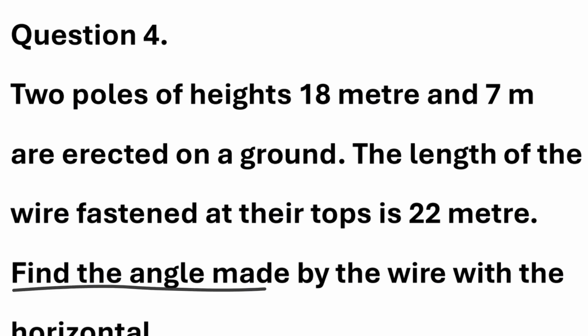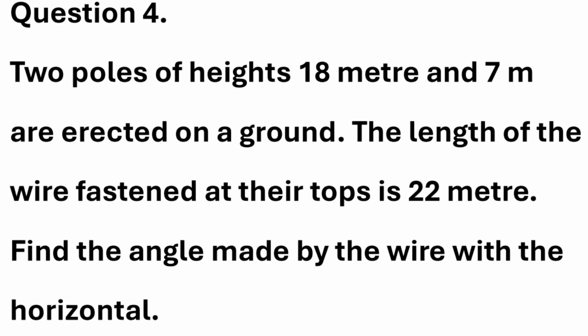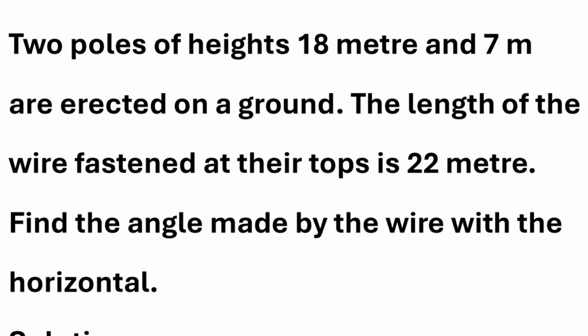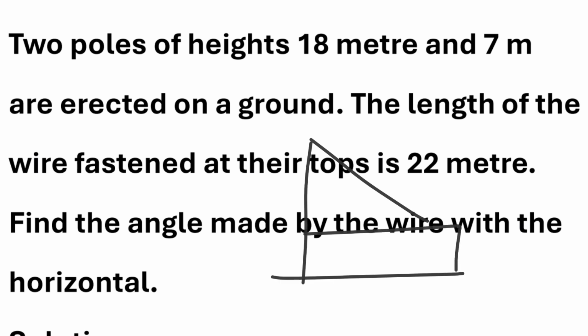Find the angle made by the wire with the horizontal. With the horizontal means, look here properly. Angle made with the horizontal means this angle. This is horizontal. This is also horizontal, but this wire made an angle with the horizontal means with this. Okay. Now we will find that.